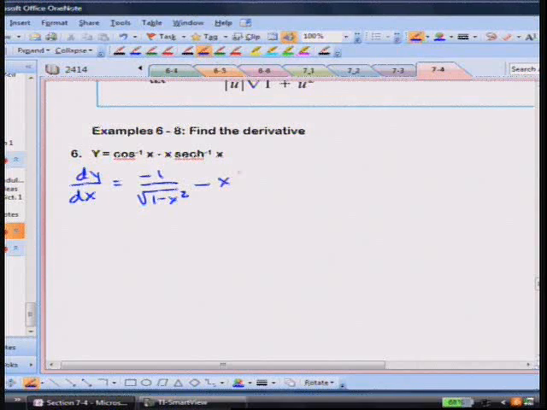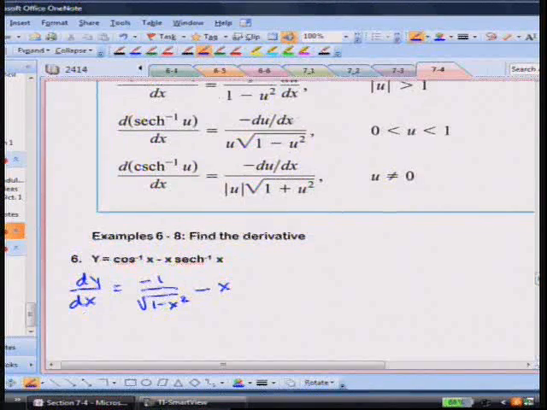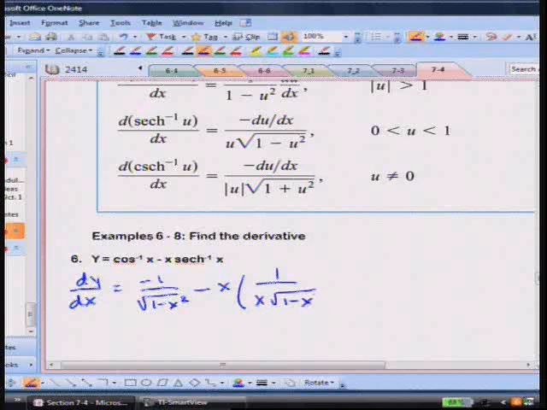This is the first times the derivative of the second, and we just learned the derivative of the inverse hyperbolic secant is negative du dx over u square root of 1 minus u squared. Well, your u here is just x, so the derivative is just going to be 1 over x times the square root of 1 minus x squared. So that's the first times the derivative of the second, plus the second, which is inverse hyperbolic secant, times the derivative of the first, which is x.